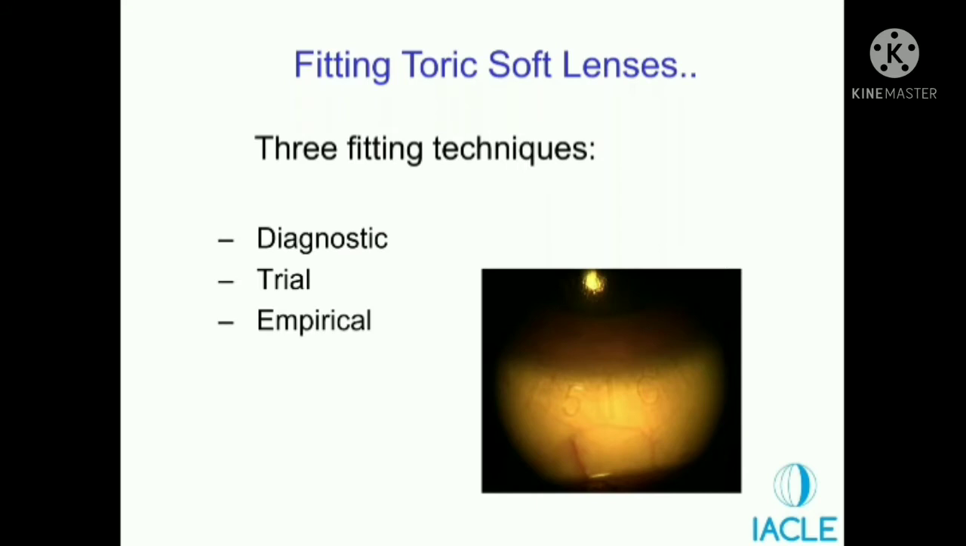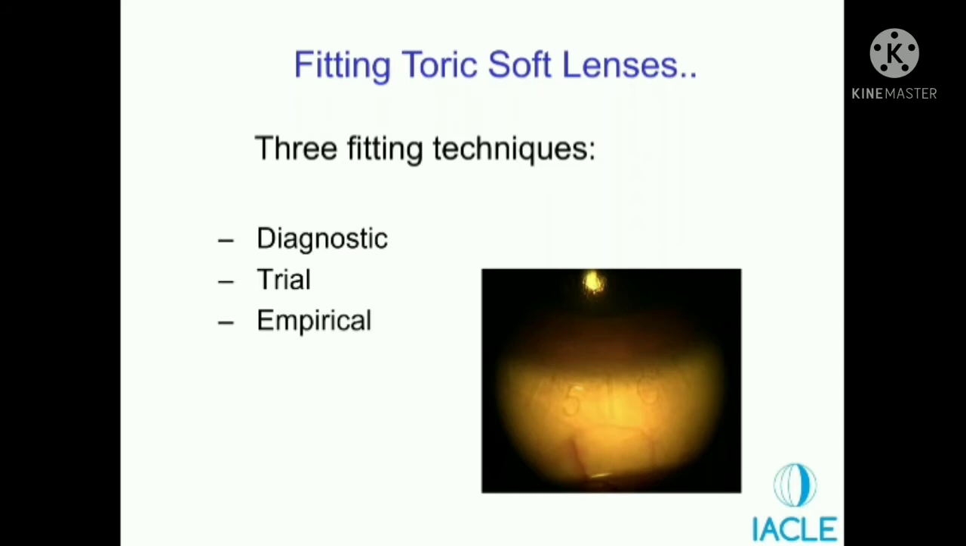lens outside the clinic. So the patient might actually go walk outside, use the lens in the actual environment of the patient, come back, and the patient would give you feedback, and depending on that, you would decide the final contact lens. Now, generally, trial lens is not done in toric lenses. We do either empirical or diagnostic. Diagnostic means in-clinic trial.